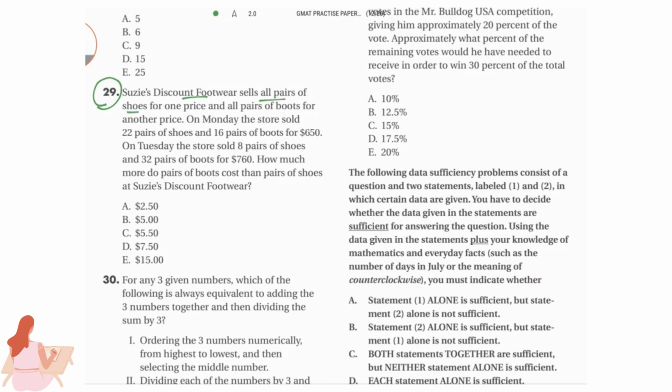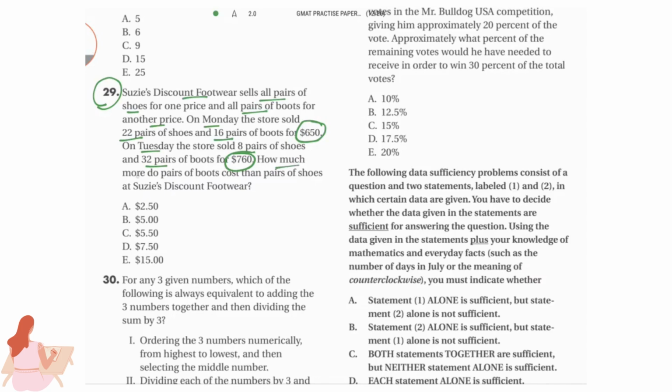Number 29. Now there is an individual, Susie, and Susie's Discount Footwear sells all pairs of shoes for one price and all pairs of boots for another price. Now on a particular day, Monday, the store sold 22 pairs of shoes and 16 pairs of boots for these dollars, okay? This is the sales. And on Tuesday, 8 pairs of shoes and 32 pairs of boots, and this is the total amount that has been received after the sales.